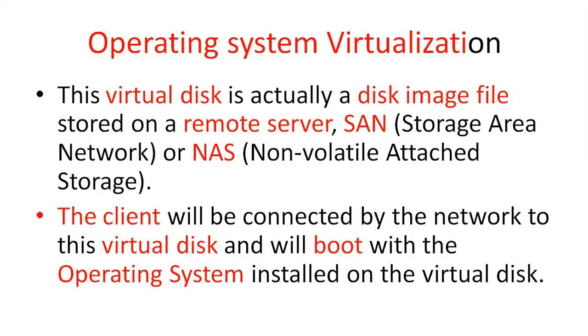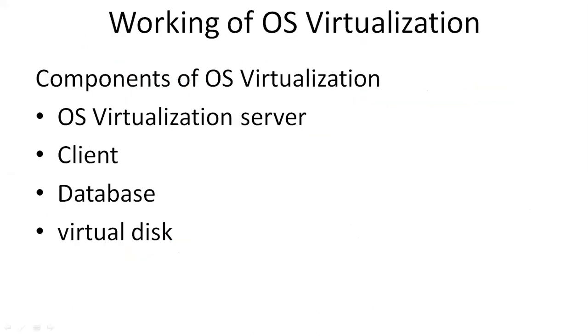What is the client here? The client is one type of software. It always sends a request to the server and will boot with the operating system installed on a virtual disk. This is some of the information. And in operating system virtualization, you have different components: the OS virtualization server, the OS virtualization client, a database, and finally the virtual disk. These four are the different kinds of components.